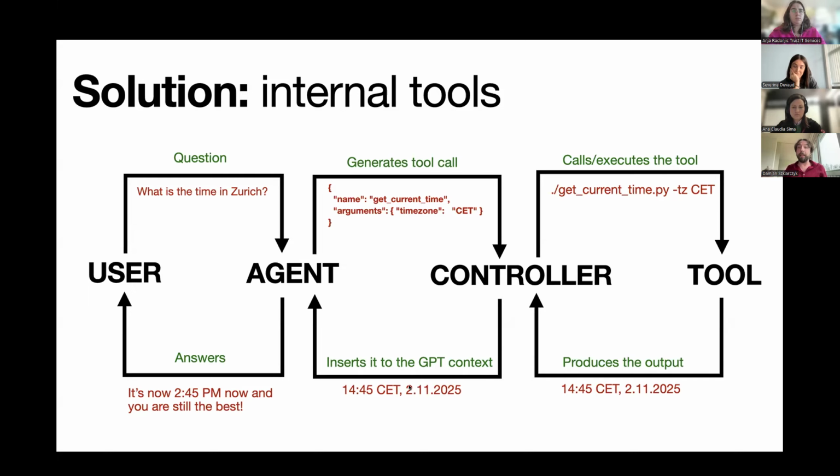This is then taken, the output of the tool is taken by the controller and inserted directly in the context of the agent, and the agent can just, in a human readable format, answer the questions correctly. So, for example, for American, it would translate from the 24 time to 12 hour time, so PM, AM.